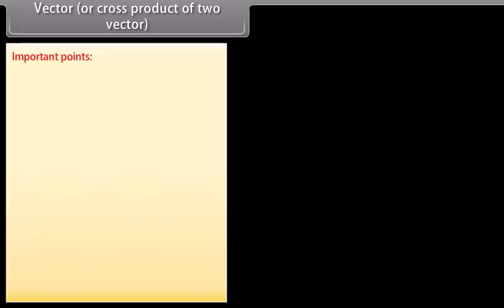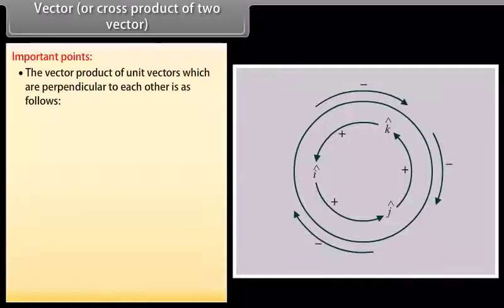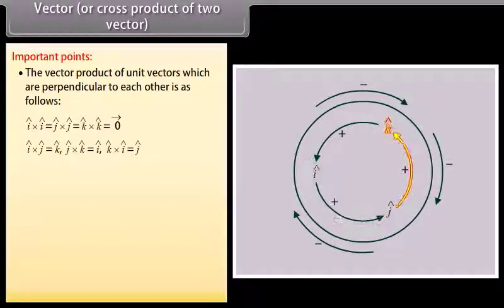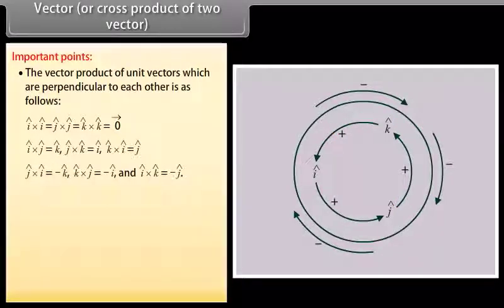Important points. The vector products of unit vectors which are perpendicular to each other are as follows. Cap I cross cap I equals cap J cross cap J equals cap K cross cap K equals vector 0. Cap I cross cap J equals cap I cross... cap J cross cap K equals cap I, cap K cross cap I equals cap J. Cap J cross cap I equals minus cap K, cap K cross cap J equals minus cap I, cap I cross cap K equals minus cap J.